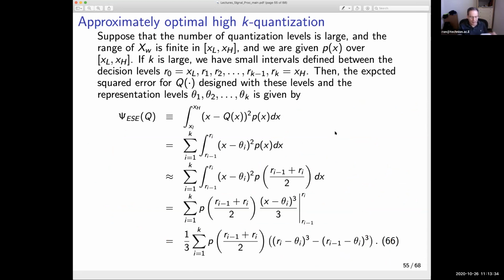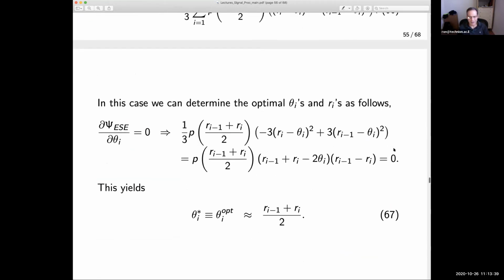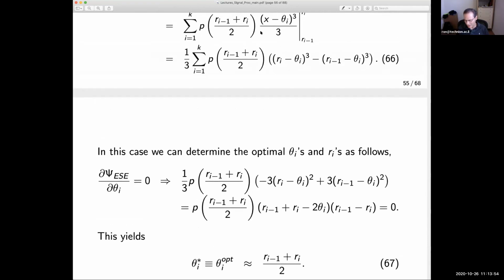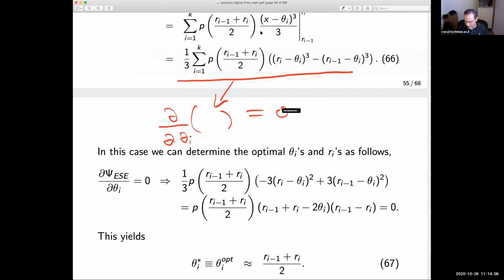Let me see if I corrected it in the last lecture, this slide was wrong, and now I see that we fixed it. So in this case, we can determine the thetas and the r's as follows. We have an explicit way of writing the probabilities. So what we do is we take this equation and take a derivative with respect to theta I and make it equal to 0. And then what we get is this equation for the thetas that we get over here.